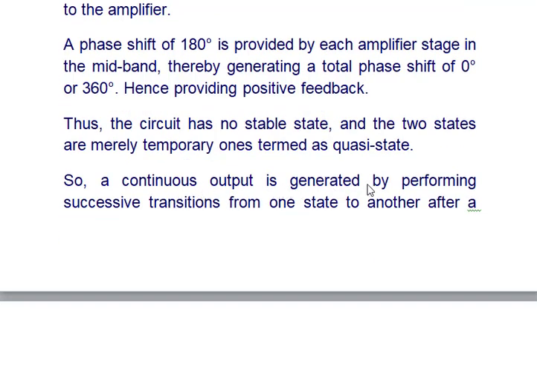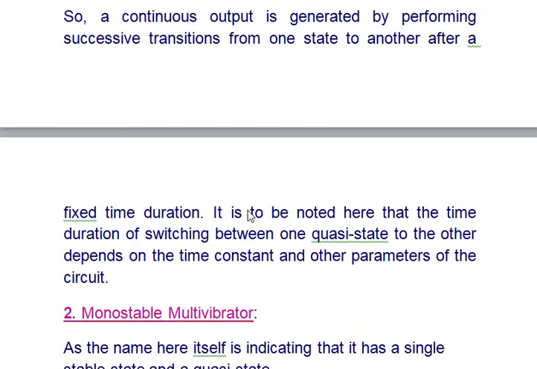So a continuous output is generated by performing successive transitions from one state to another after a fixed time duration. It is noted that the time duration of switching from one quasi-state, that is, a temporary state, to the other temporary state depends on the time constant. The time constant is decided by the capacitor and the resistor we use in the circuit.